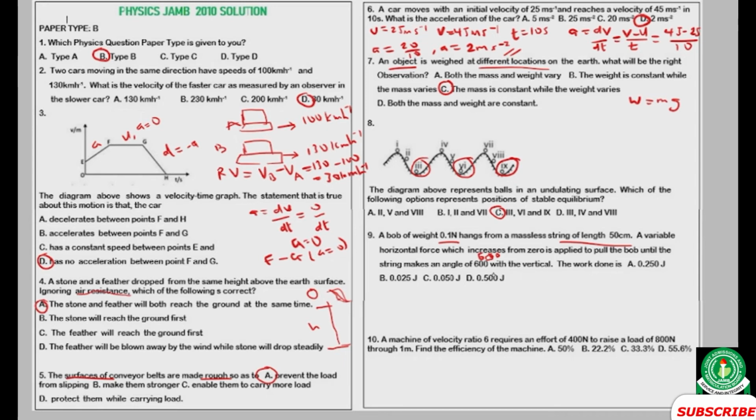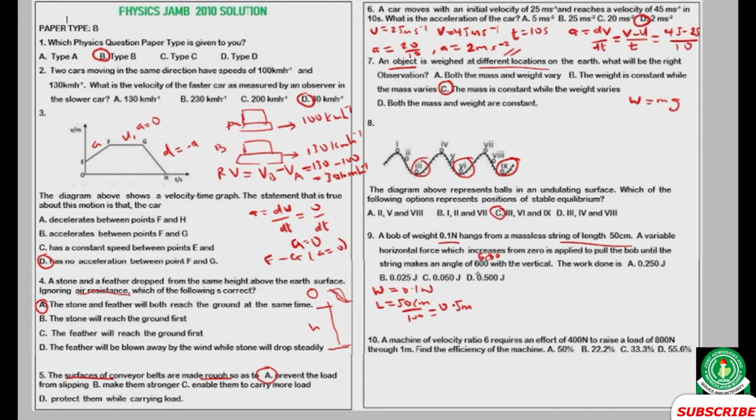Now we're talking about a ball of weight W, which is 0.1 Newton, hung on a massless string with length 50 cm. This is not a standard unit, so you have to take it to a standard unit by dividing by 100. The length has an SI unit of meter, so you have to convert from centimeter to meter. 50 divided by 100 is 0.5 meter. That's the ideal unit of measuring length.